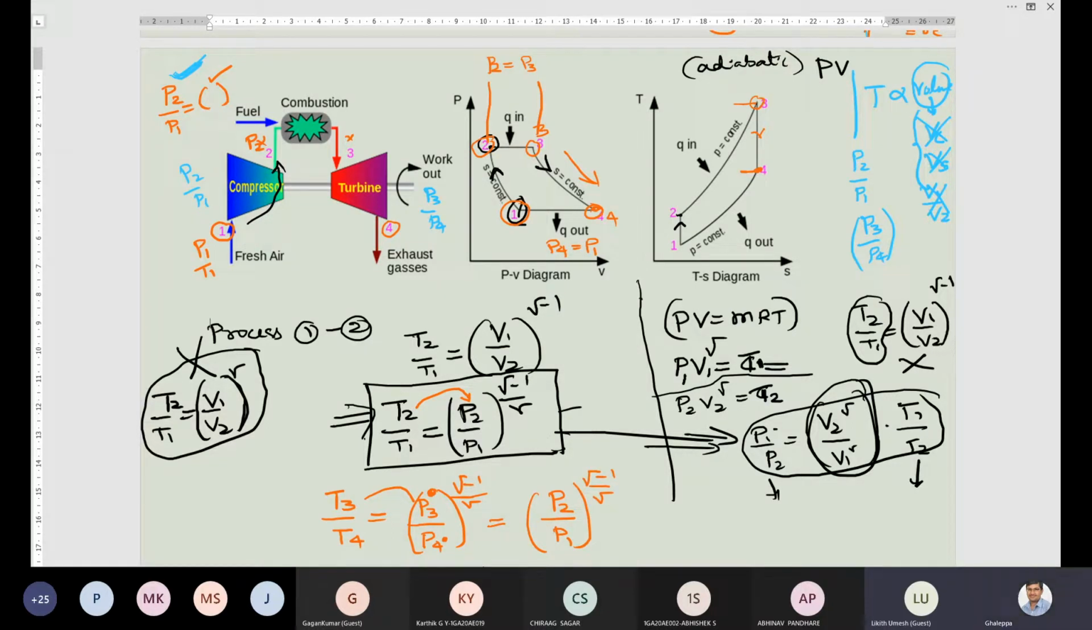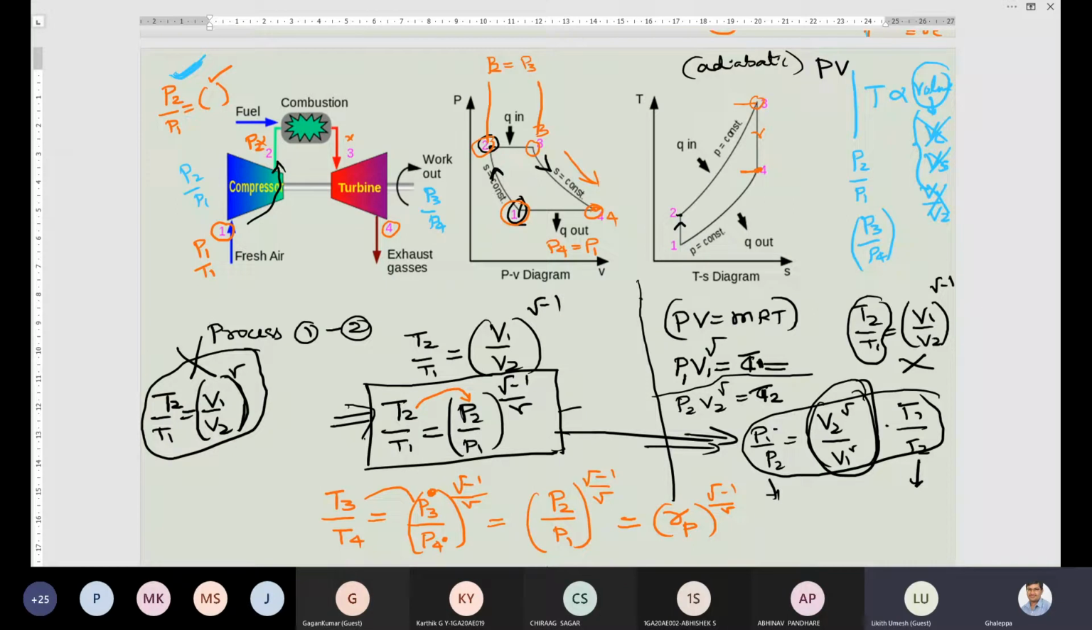Okay, what is P2 by P1? P2 by P1 is called the pressure ratio. My dear students, remember it is a new term, pressure ratio. That pressure ratio will be represented with the symbol RP. Onwards, remember this: RP is pressure ratio.